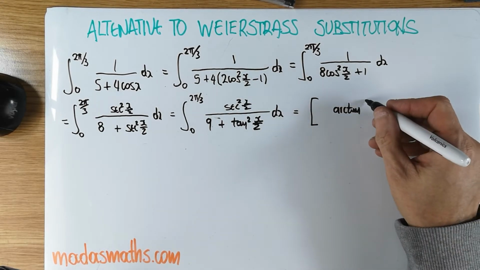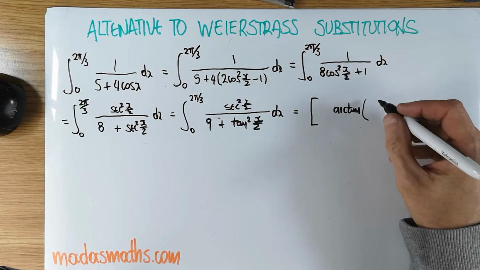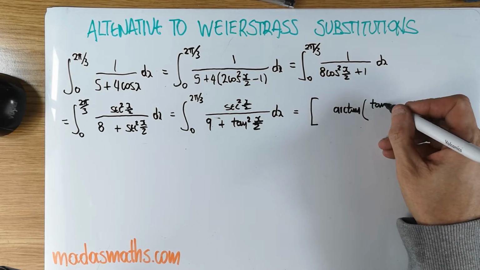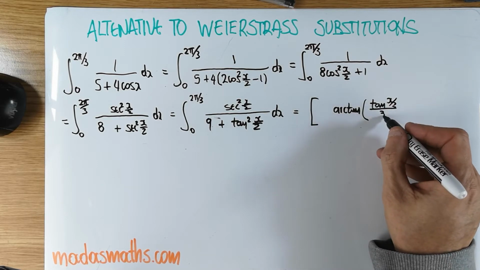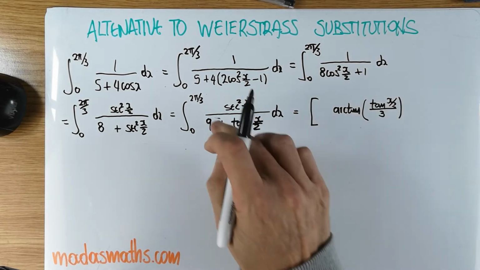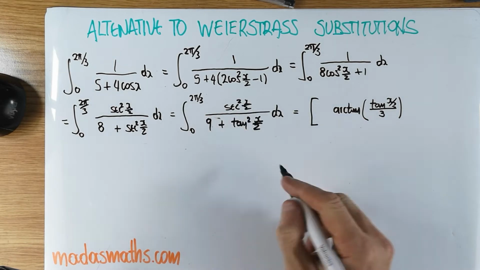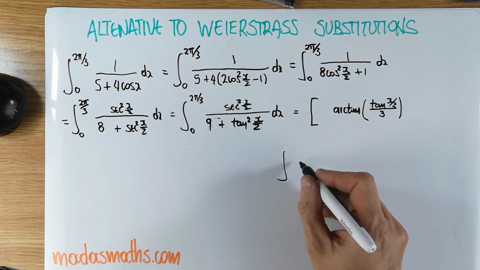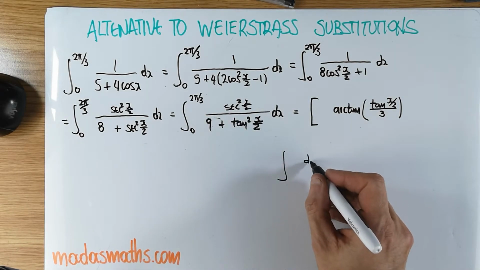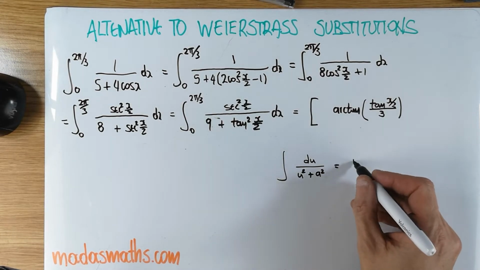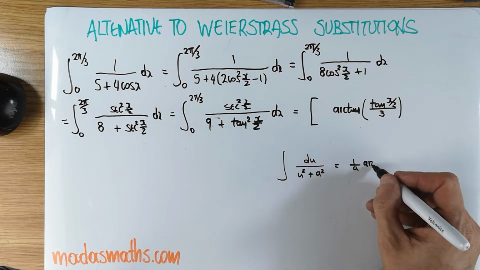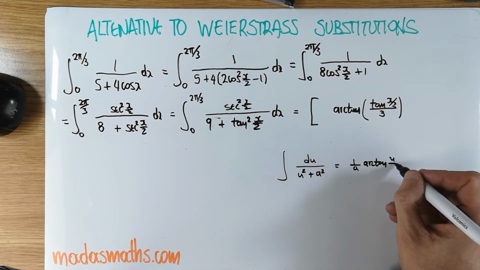So this is the arctan of the tan of x over 2, the whole thing over 3. Where is that coming from? This is a standard form. I hope you remember your standard integral: the integral of du over u squared plus a squared is, of course, 1 over a arctan of u over a.